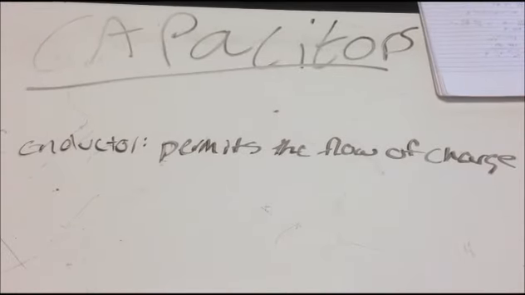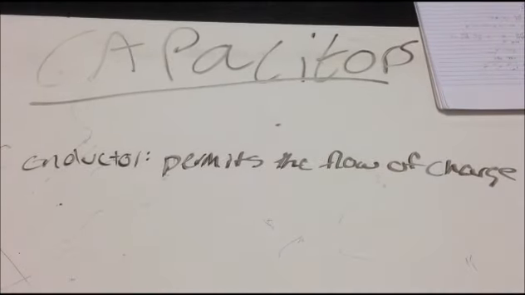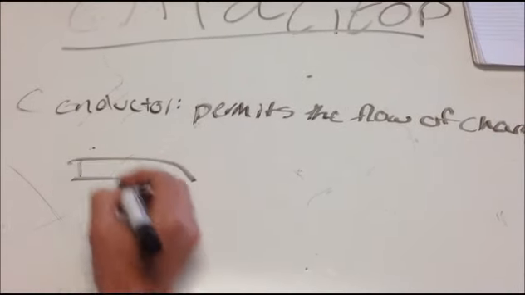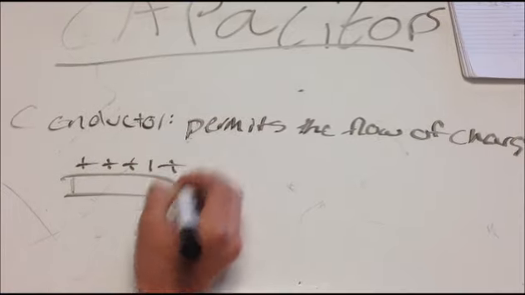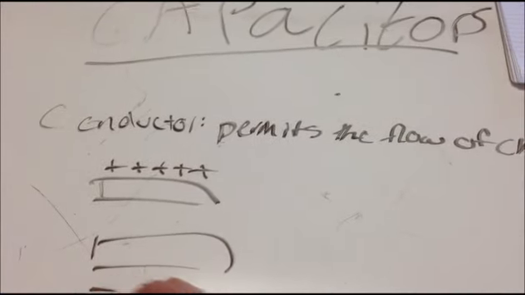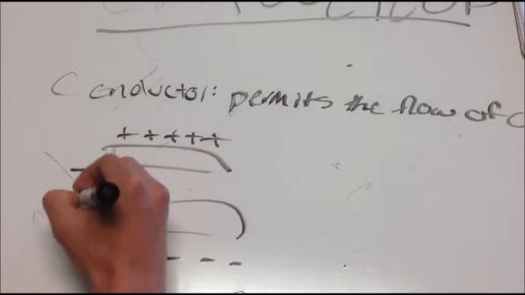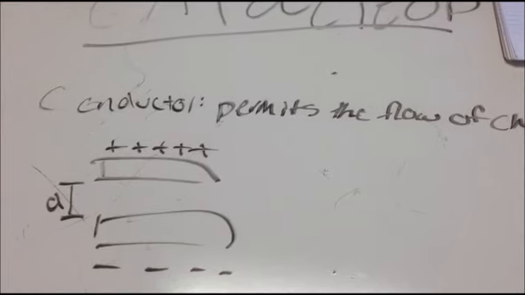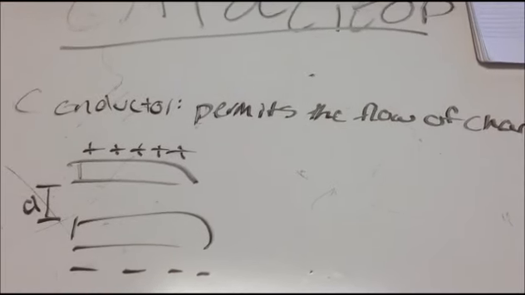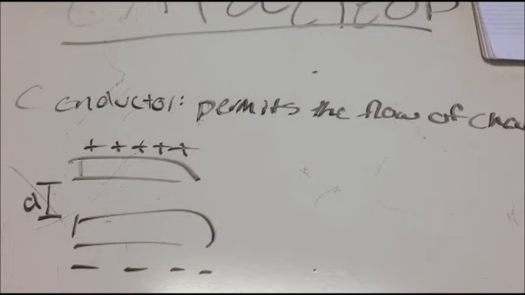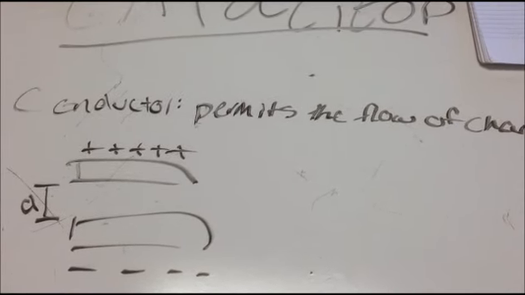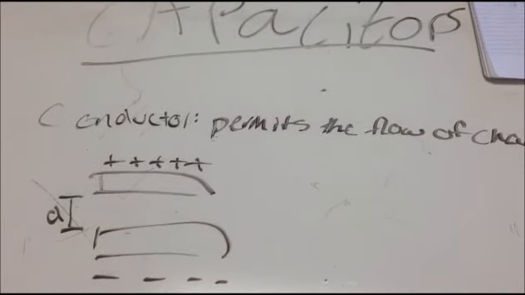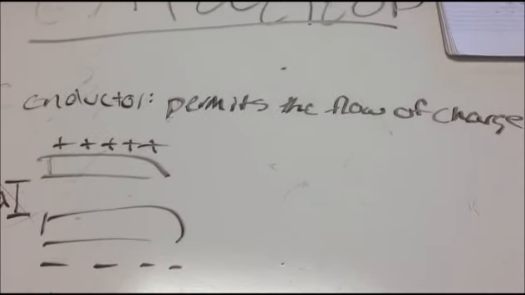to flow. Okay, and a capacitor is two conductors with opposite charges, usually separated by a distance d, which can be a vacuum or an insulator, and this separation of charge creates potential energy. And so basically capacitors are storage devices for electrical potential energy.